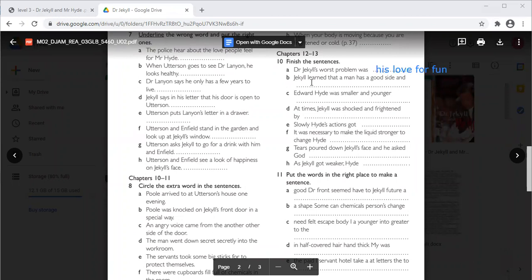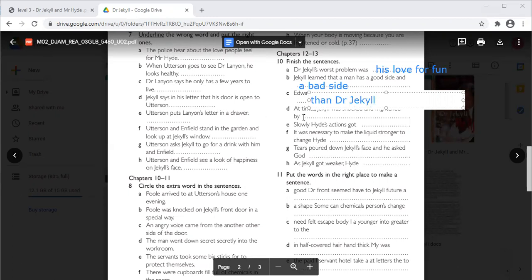Okay, let's look at sentence 2. Jekyll learned that a man has a good side and, yes, excellent, a bad side that he represented clearly by turning into Mr. Hyde. Now let's read sentence 3. Edward Hyde was smaller and younger. Was smaller and younger than who? Who are we comparing him to now? Yes, he was smaller and younger than Dr. Jekyll. Very good.